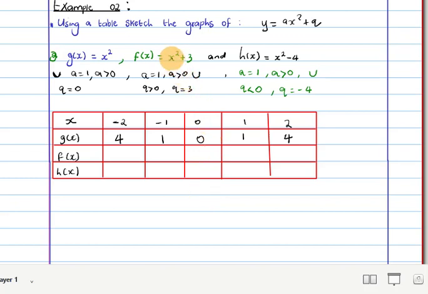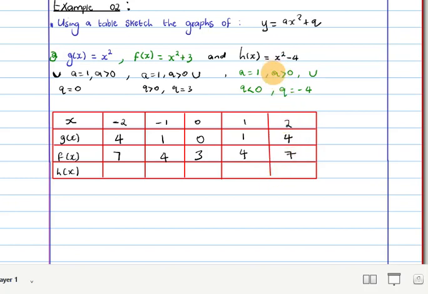For the next function, if you say -2 squared, you get 4. 4 plus 3 gets 7. Open bracket, plug in -1, close bracket, square it, and then add 3, you get 4. 0 squared plus 3, you get 3. 1 squared plus 3 gives 4. 2 squared plus 3: 2 squared becomes 4, and 4 plus 3 becomes 7.